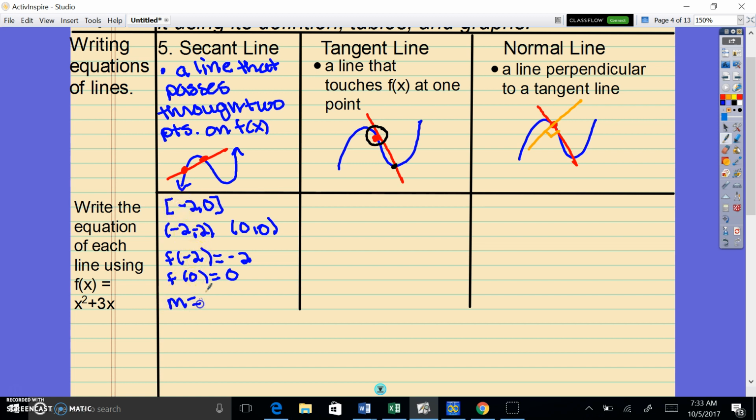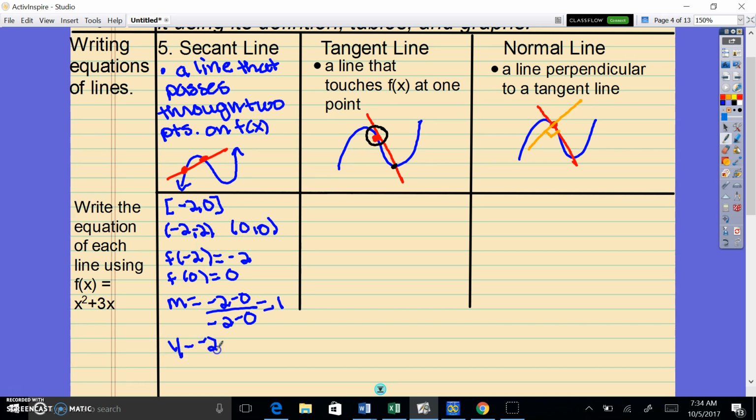So the slope of this line is going to be negative 2 minus 0. This is just the y2 minus y1. And that's going to give us a 1. So the slope of this secant line would be 1. And then we can use any point that we want to write the equation in point-slope form. If this is a y-intercept, so we could use that as well. But really, you could do anything here, any of the two.